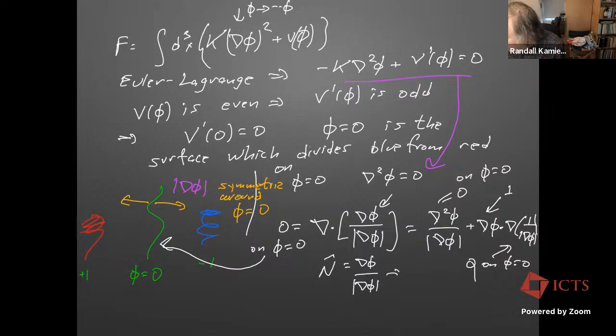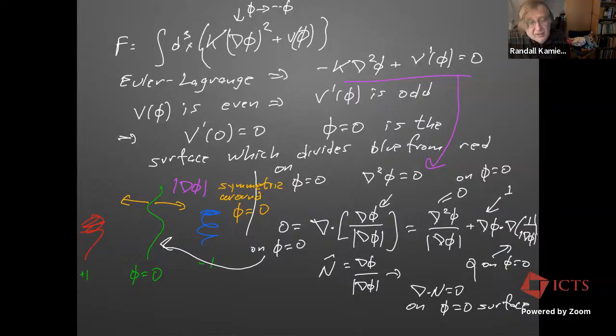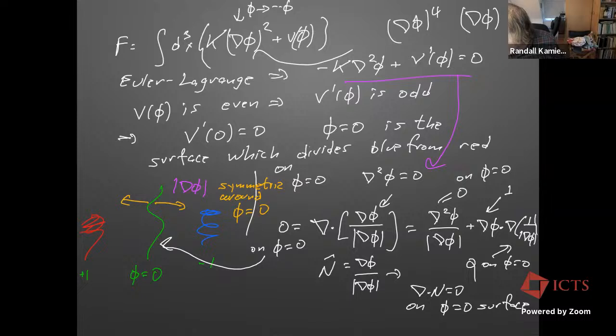And so again, I've just shown you that the divergence of n equals 0 on the phi equals 0 surface, which means that the green surface is a minimal surface. And so it's a generic property. In fact, I could add even higher order terms here. I could, if I wanted to, add grad phi to the 4th and grad phi to the 6th.